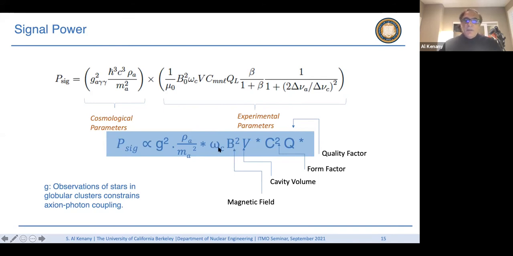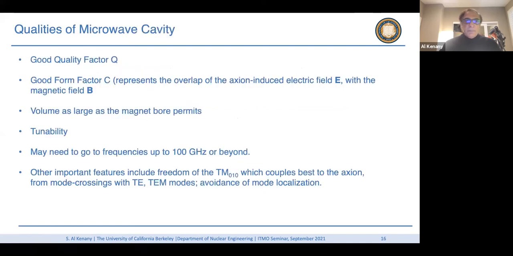And then the frequency, the tuning frequency of the cavity. And then we have two important factors. One is the form factor, which tells us how well the magnetic field is aligned with the electric field inside the cavity. And there is the quality factor of our measurement. So we need a good quality factor, we need a good form factor, the overlap of the axion-induced electric field with the magnetic field, and we need a volume as large as the magnetic field can permit.